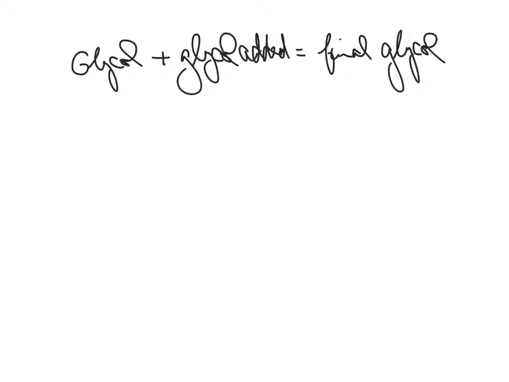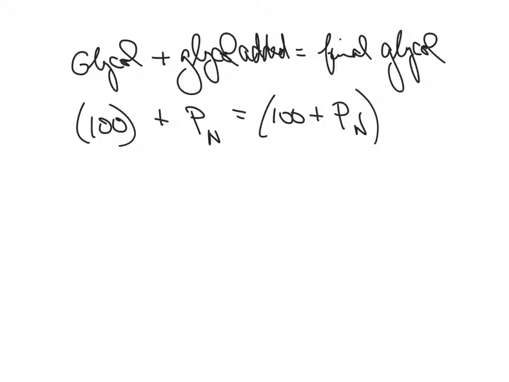Okay, so let's write. What do we have? We have 100 to start out with. Okay? We're going to add some more. What do they use? They use P of n. I don't know why they use P of n. Poured in, maybe. And that is going to equal how much we started with plus how much we poured in. Okay, so there's our formula.